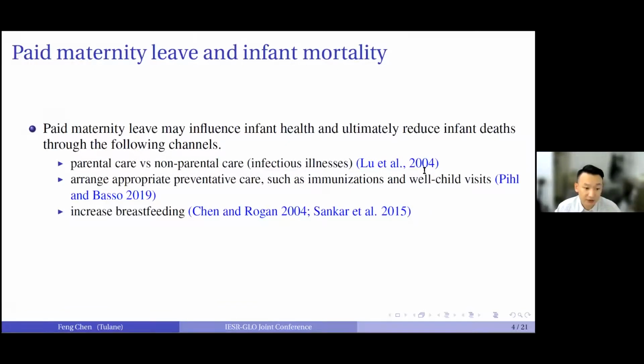And paid maternal leave can increase breastfeeding, and breastfeeding is a strong indicator that can reduce infant mortality rate. Also, compared with unpaid leave, with paid leave, mothers can have wage replacement, which could be used for better nutrition for kids. And there is also a lot of literature on transfer programs, and from that, transfer programs can reduce infant mortality.